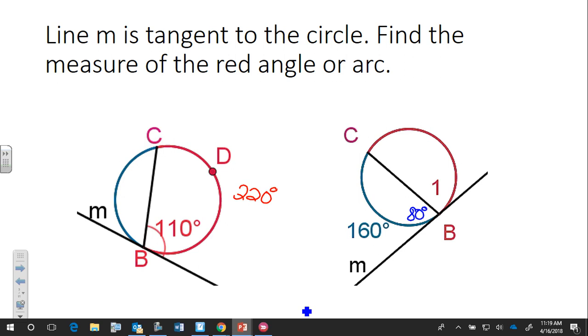Okay, so how do we find the measure of angle 1? It's going to be 100 because 180 minus 80 gives us 100. Straight angles or two linear pairs have to add up to 180. They're supplementary. And then how big would this big arc be? 200.